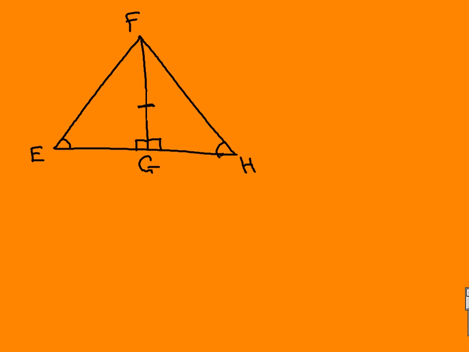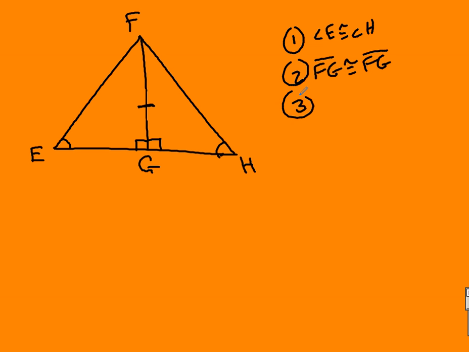If we do an example, our first step is we'll say angle E congruent to angle H. Another thing we know is that FG is congruent to itself. And the last one is that angle G is congruent to itself as well. Angle G and angle G are both right angles. So this is something to look for.